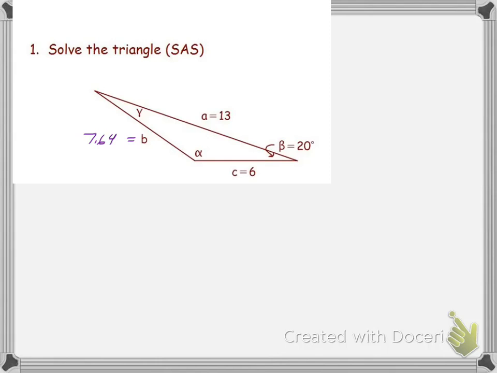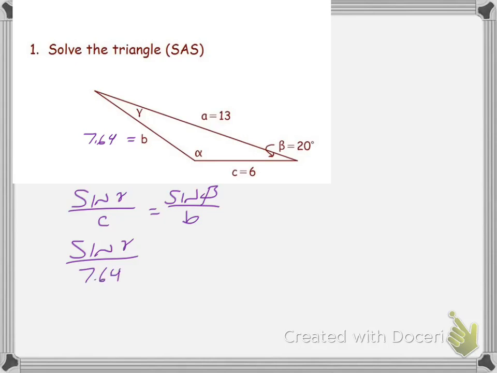So now that I have that side, now I can use the law of sines to find the other parts of the triangle. So we're going to have sine of gamma over c is equal to sine of beta over b. And the only one I don't have is that gamma. I know b is 7.64, so sine of my beta, 20, over, oh, I'm sorry, this should be the 7.64, and my c is 6. Hope you caught that.